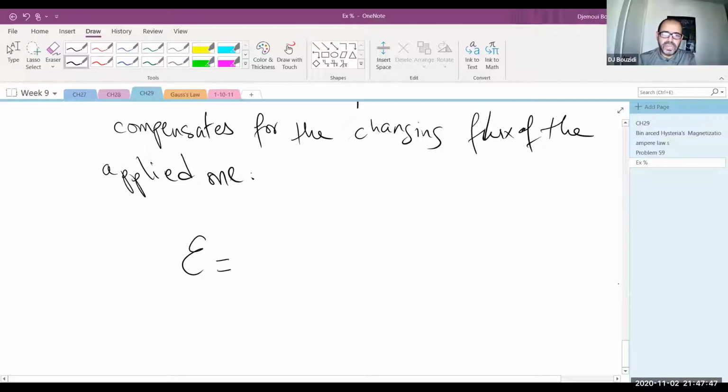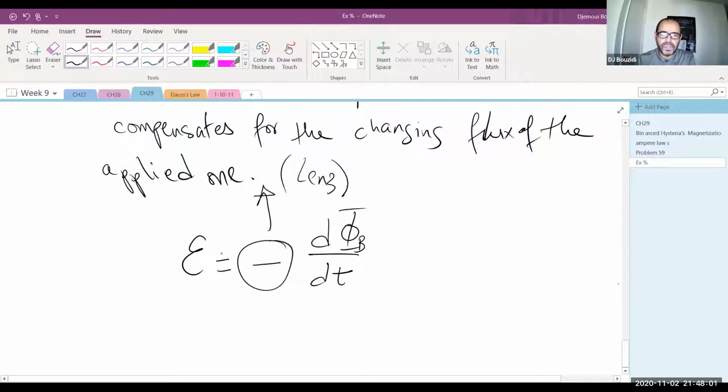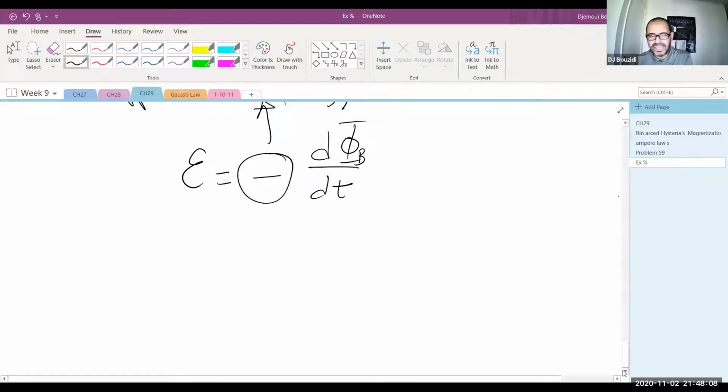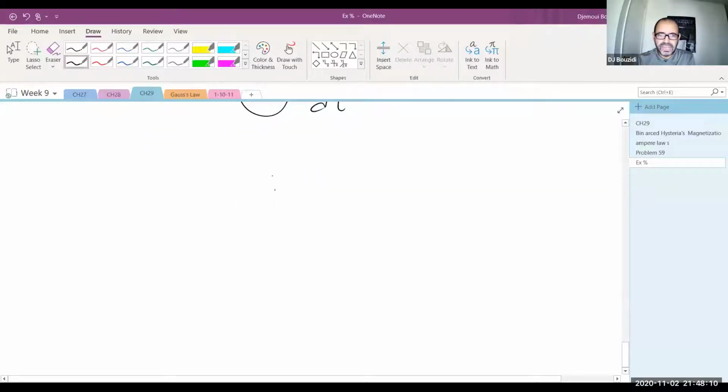Mathematically, this part actually is due to Lenz, okay, of the law. The first one is due to Mr. Faraday. Mathematically, you just put a minus sign in here, minus d phi B over dt, okay? So this is what this whole thing means, okay? So if the field lines are increasing, then you have a problem. If the field lines are decreasing, then you have a problem. Let's take an example, okay?